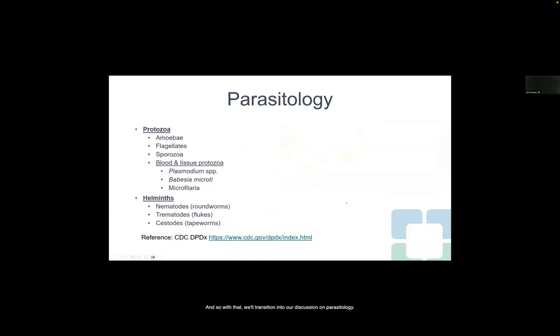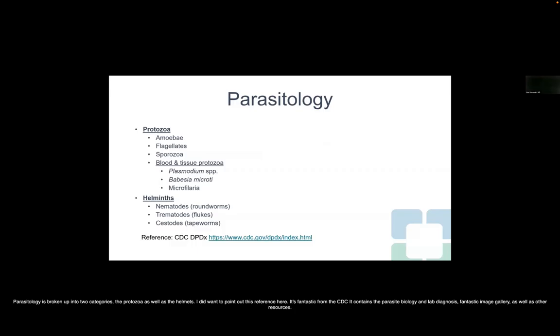And so with that, we'll transition into our discussion on parasitology. Parasitology is broken up into two categories, the protozoa as well as the helminths. I did want to point out this reference here. It's fantastic, from the CDC. It contains the parasite biology, lab diagnosis, a fantastic image gallery, as well as other resources.